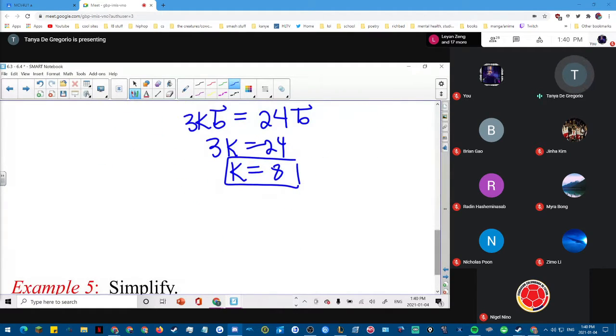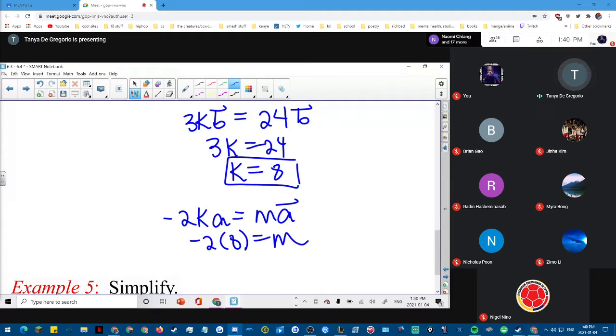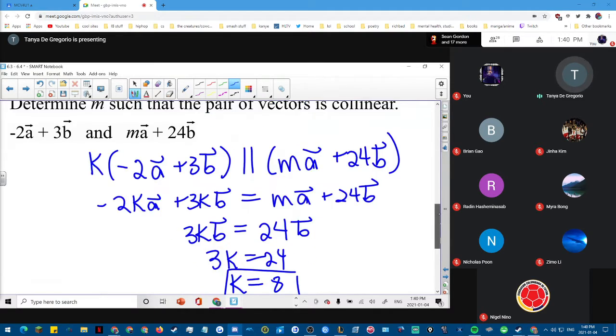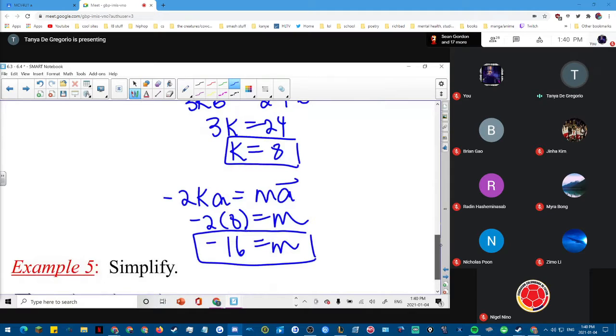So from here, now I know that, well, negative 2k times a equals m times a, and I have negative 2 times 8 equals, right? The a's cancel. And so even though this was a very, very simple problem, I need you guys to express it in the proper way.